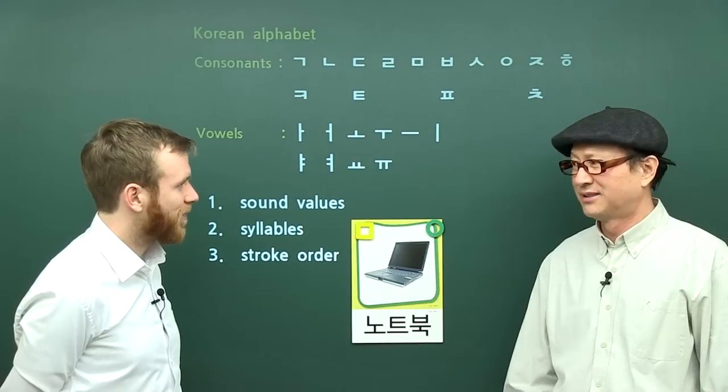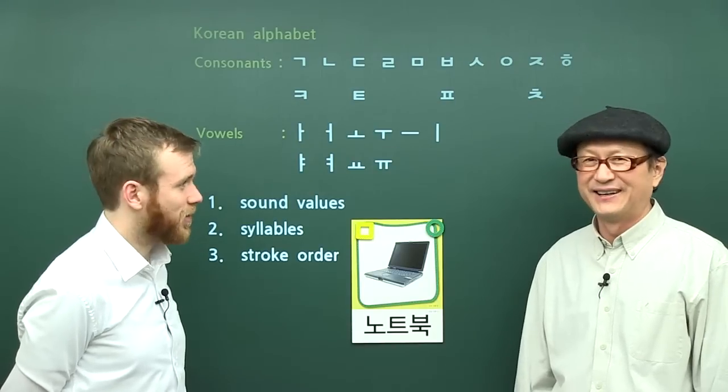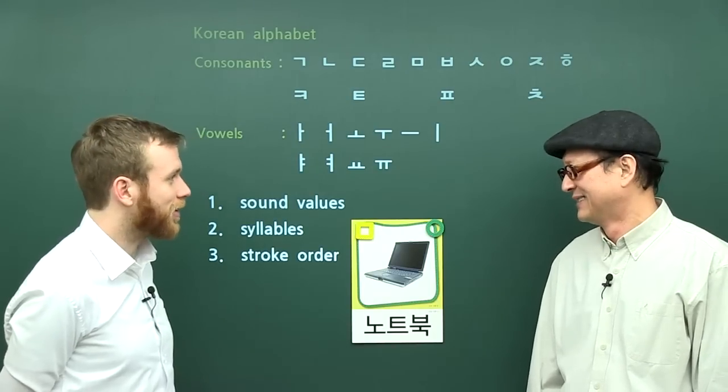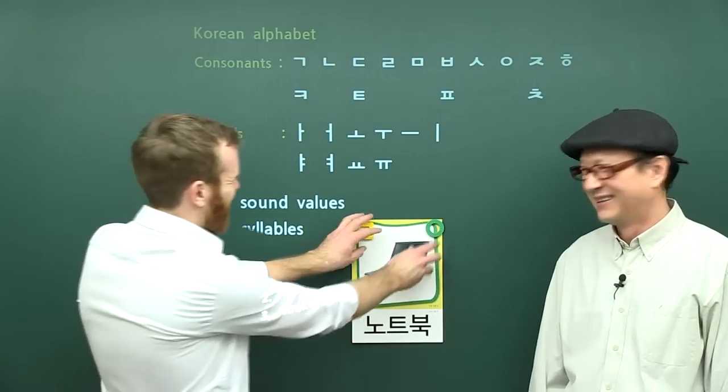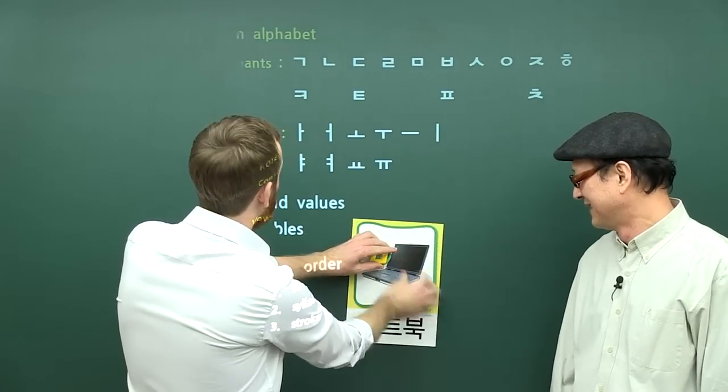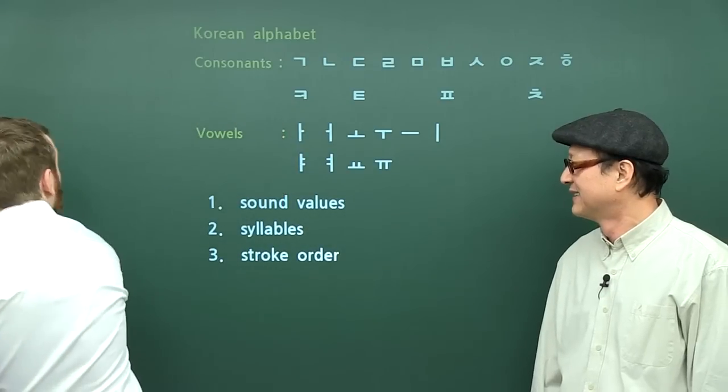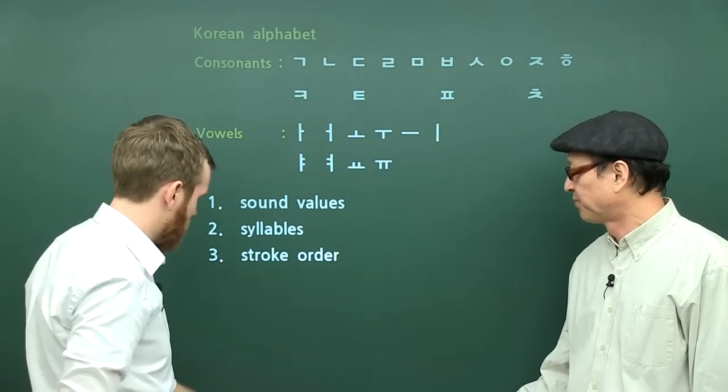Okay. I say 네 a lot. That means yes. So he is agreeing with me. So far, he's agreeing with me. Okay, so why don't we go over our consonants first?